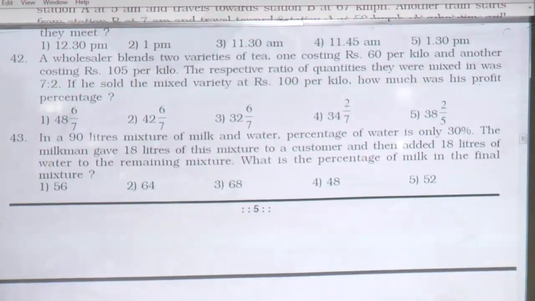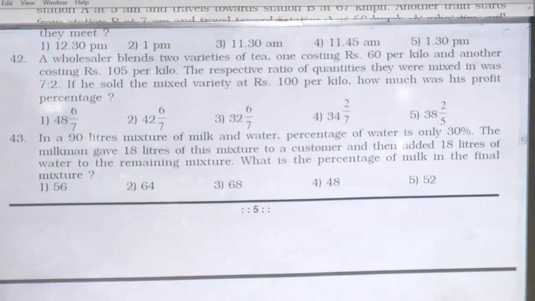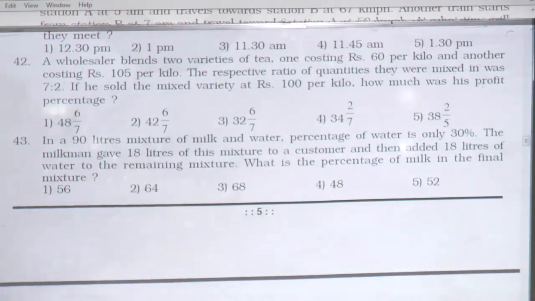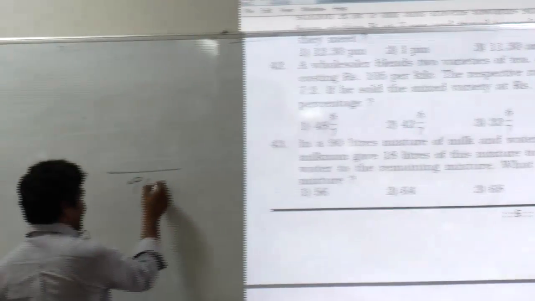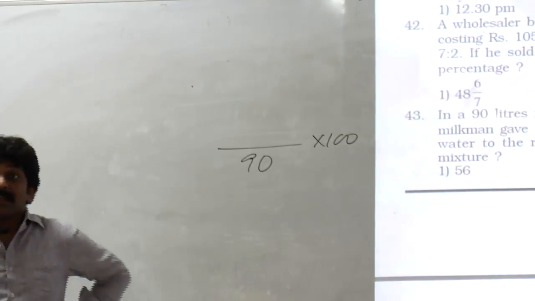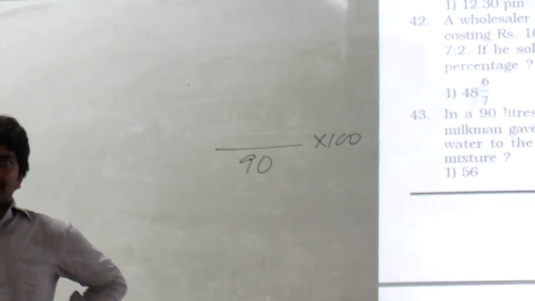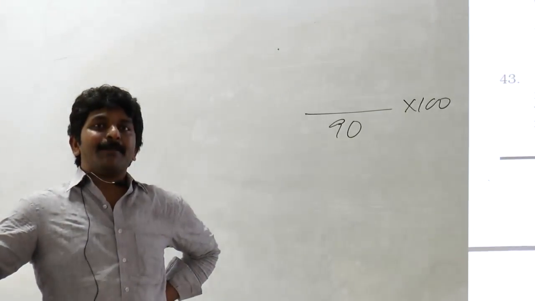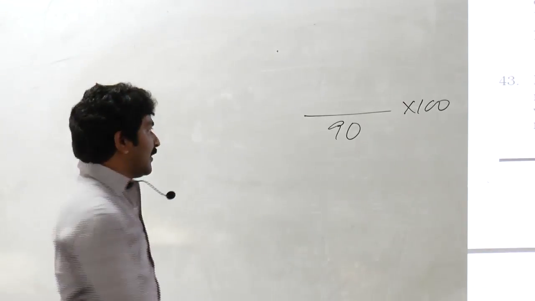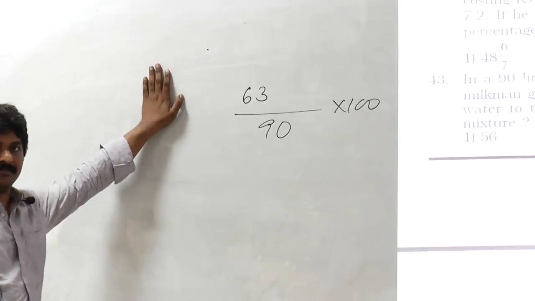So initially how many liters you have? How many liters you have taken out? And then how much you have added? What is final quantity? Right. Final quantity is 90 liters only. There is no change. Initial quantity has 30% of water. So remaining 70% will be? What is 70% of 90? 63. Right. So you have 63 liters of milk.